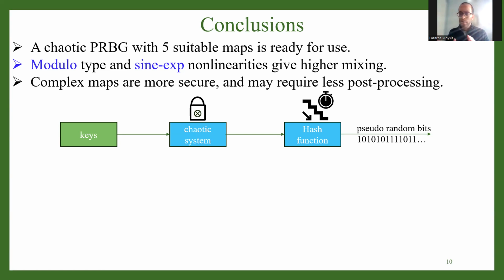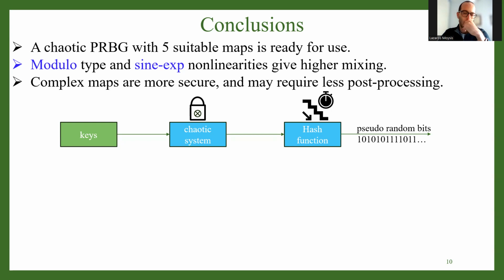Another thing we noticed is that for all the maps we tested, it seems like when you have modular nonlinearities or sine exponential nonlinearities, they are generally able to give better mixing. So they generate more complex time series. These maps seem to be more suitable for passing statistical tests.